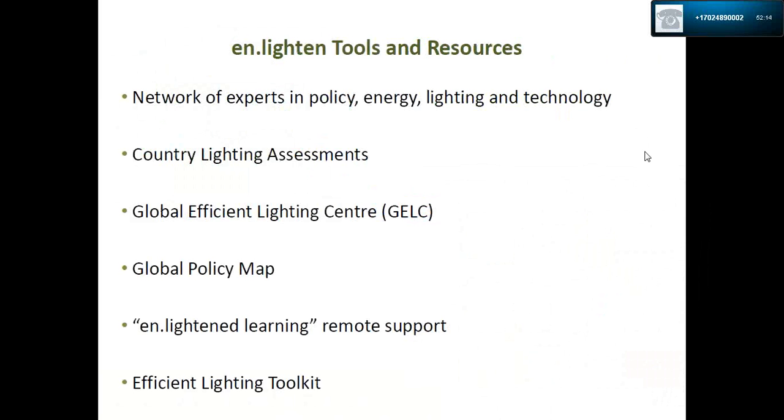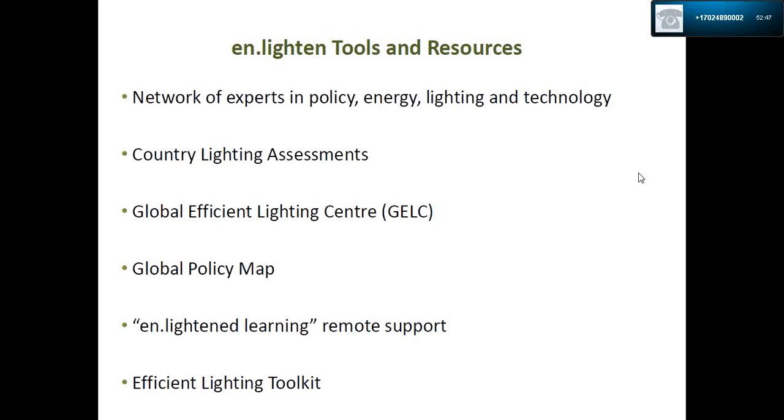Now, I will mention some of the lighting tools and resources that we have developed during the last couple of years. I mentioned before that we have a network of lighting experts from governments, from private sector, from technical institutions, which are ready to provide knowledge, know-how, and their hands-on experience on how to deliver the transformation towards efficient lighting. We have also what we call the country lighting assessments. I will explain that to you in the next slide.